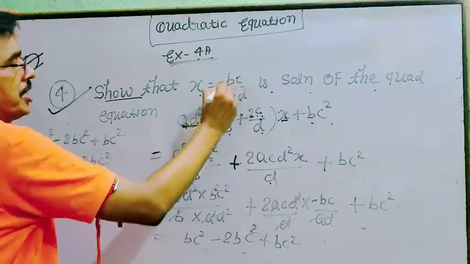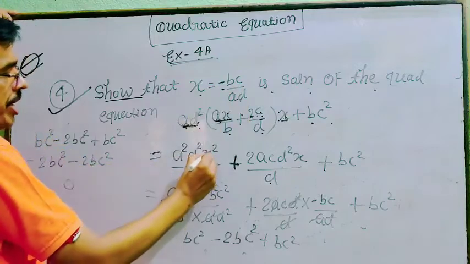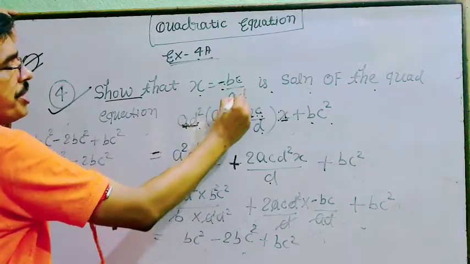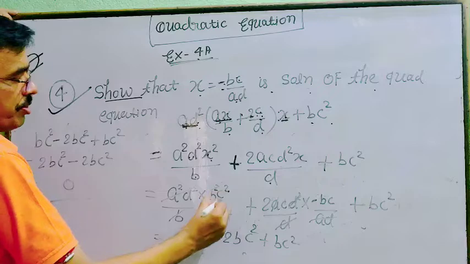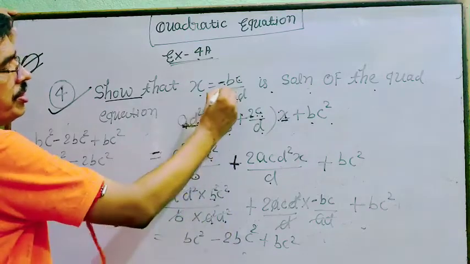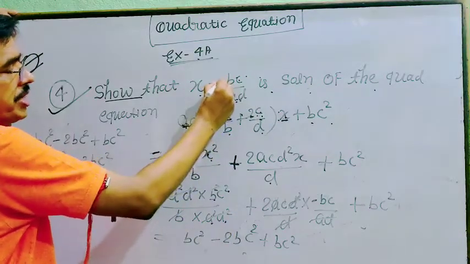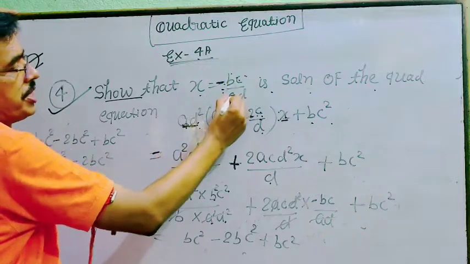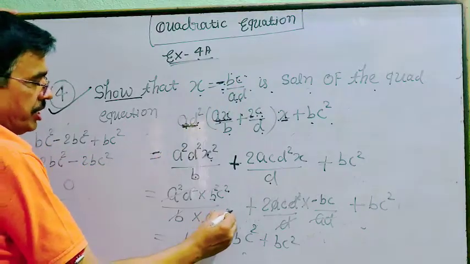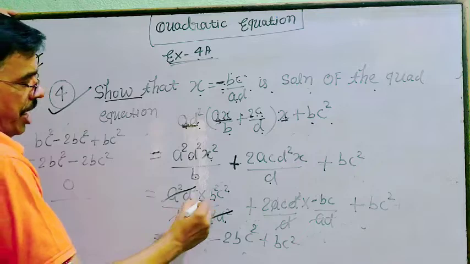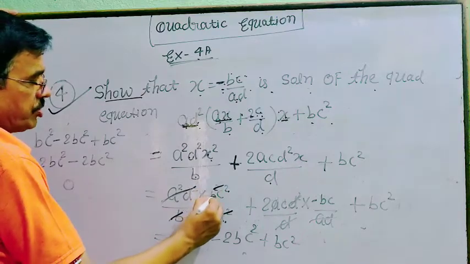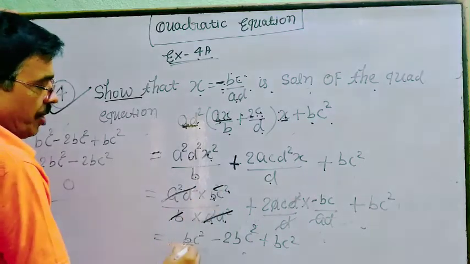Now x is equal to minus bc by ad, so I write at the place of x minus bc by ad. So it is a square d square times b square c square by a square d square. Here minus squared is positive, and it is b square c square over a square d square. This a square d square is cancelled, and b cancels with the b in the denominator. So it is bc square.